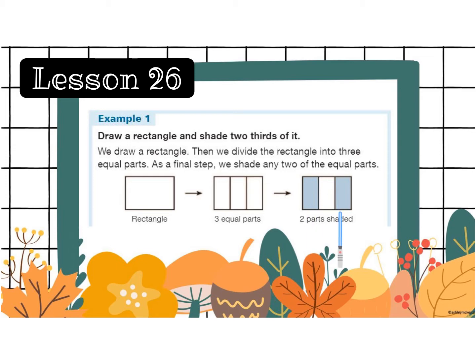Would this be acceptable? Yes. Could I shade 2 that are right next to each other? Yes. And then I could shade the 2 that are at the end too, if I wanted to. As long as I've got 2 out of 3 shaded, that's representing 2/3.